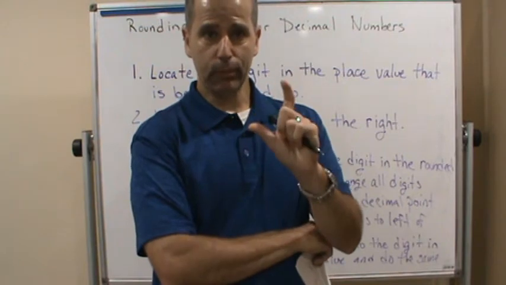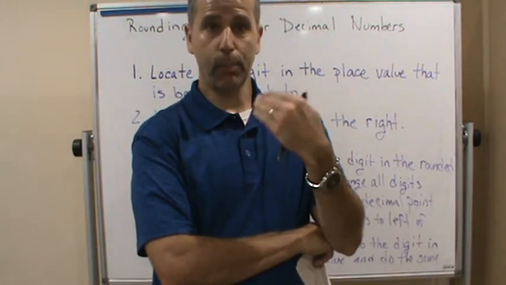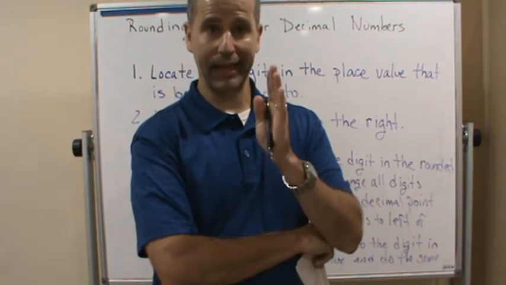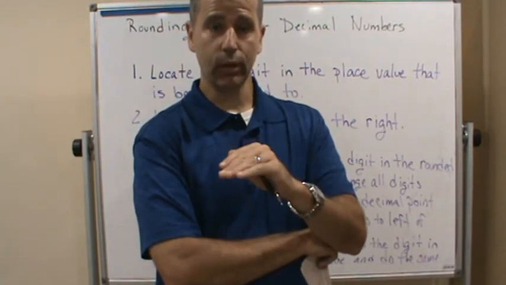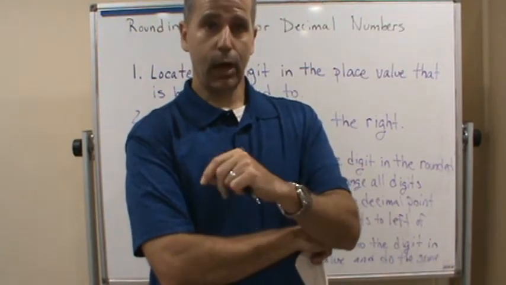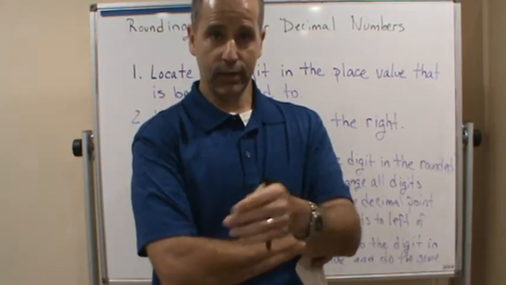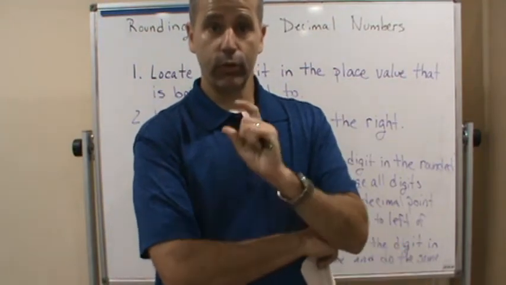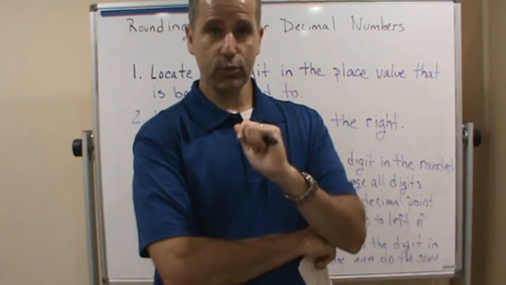So we have rounded numbers. Those are numbers that are approximate. They've been approximated by rounding an exact number to a particular place value. Now, an exact number, by definition, is a number that is not rounded. Again, those are the definitions we need to know.